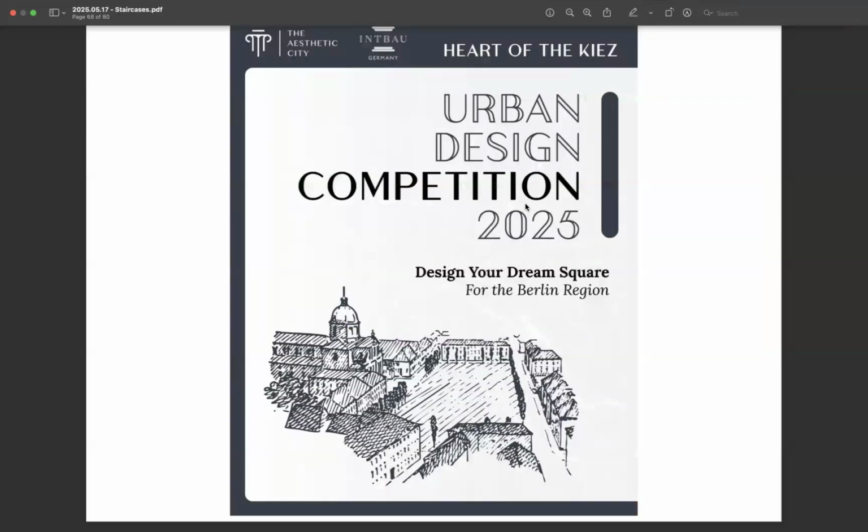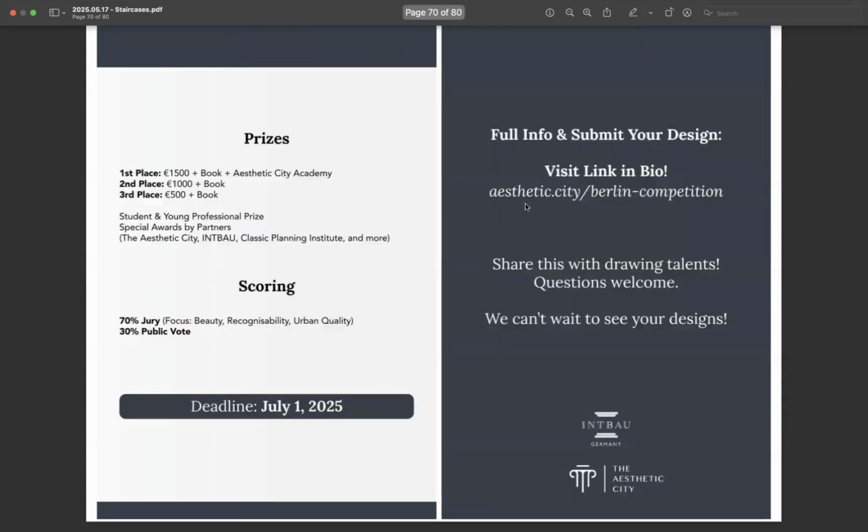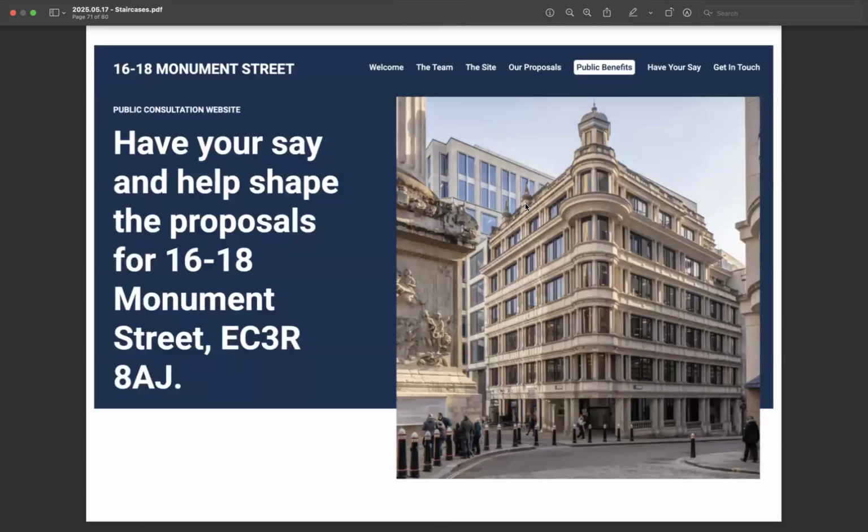Continuing with that, the Aesthetic City and Inbound Germany are holding an urban design competition for designing a dream square for the Berlin region, where you are free to design. Here are the rules. This has been shared in the group, but I'm announcing it for those of you who may want to know more. If you want to know more, just text me and I will send you the information. It's quite a good prize, quite a juicy prize. We might have some additional prizes. We might sponsor some of the prizes.